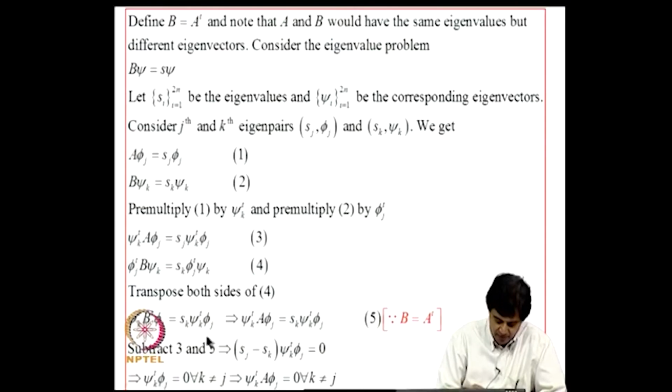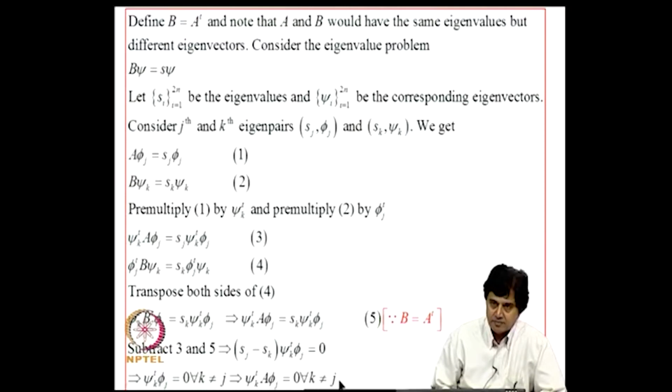Now, if I subtract 3 and 5, I get Sj minus Sk times psi k transpose phi j equals 0. So, that would mean psi k transpose phi j is 0 for k not equal to j, and psi k transpose A phi j is 0 for k not equal to j. So, these are the orthogonality relations that the eigenvectors of A and A transpose satisfy. So, we need to therefore solve two eigenvalue problems. First of all, each eigenvalue problem is of size 2n by 2n, and not only that, we have to solve two of them.